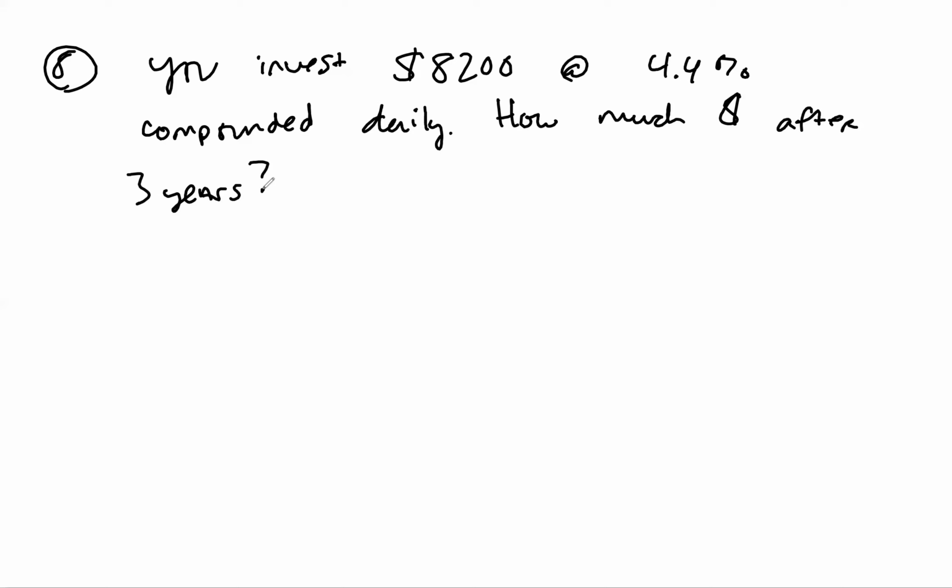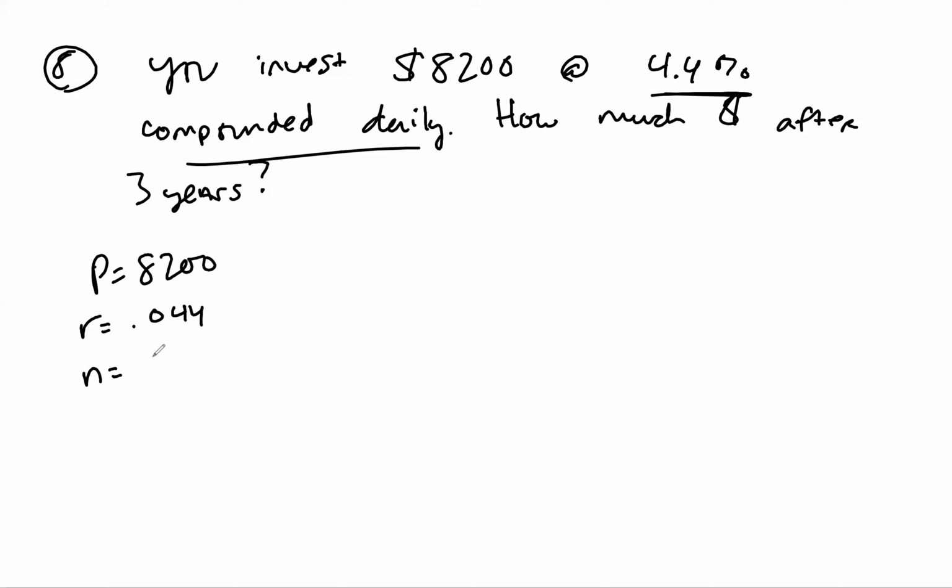Okay, so we just read through this and write everything we know. The first one is you invest 8,200. Well, that's P, 8,200. At 4.4%, that's the rate, so we turn it into a decimal, 0.044. Compounded daily tells me that N is 365. It also tells me which formula I'm picking. I'm picking the compound interest formula.